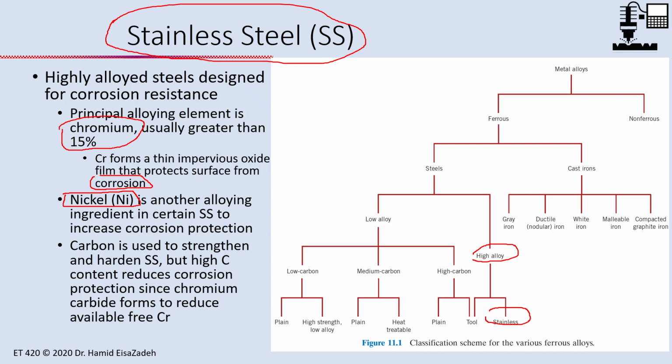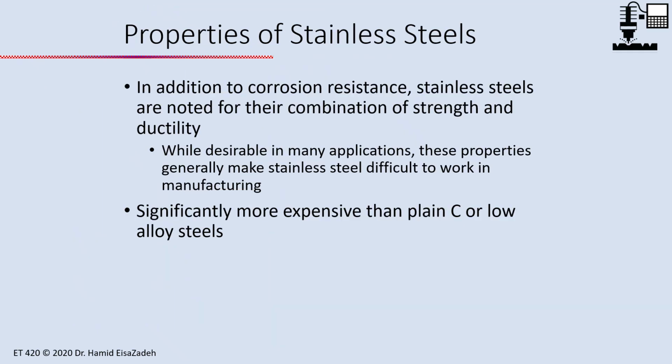They have different categories in stainless steel that we discuss in the next slides. One major property of stainless steel, or SS, is its corrosion resistance, and it also has high strength and good ductility. Because of the higher strength, sometimes it's very difficult to work with, because we are using chromium and nickel. These steels are more expensive than the low carbon steel.